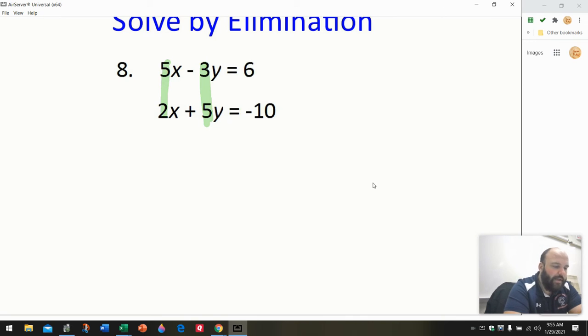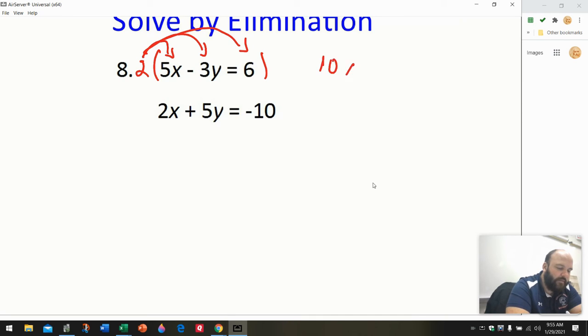So I'm going to go ahead and go with the first one. I'm going to eliminate the x's first. So to turn a 5 into a 10, I'm going to multiply by 2. So this 2 will distribute to each one of these numbers just like this. So I get 10x minus 6y equals 12. Right? So I distributed the 2, 10x minus 6y equals 12.